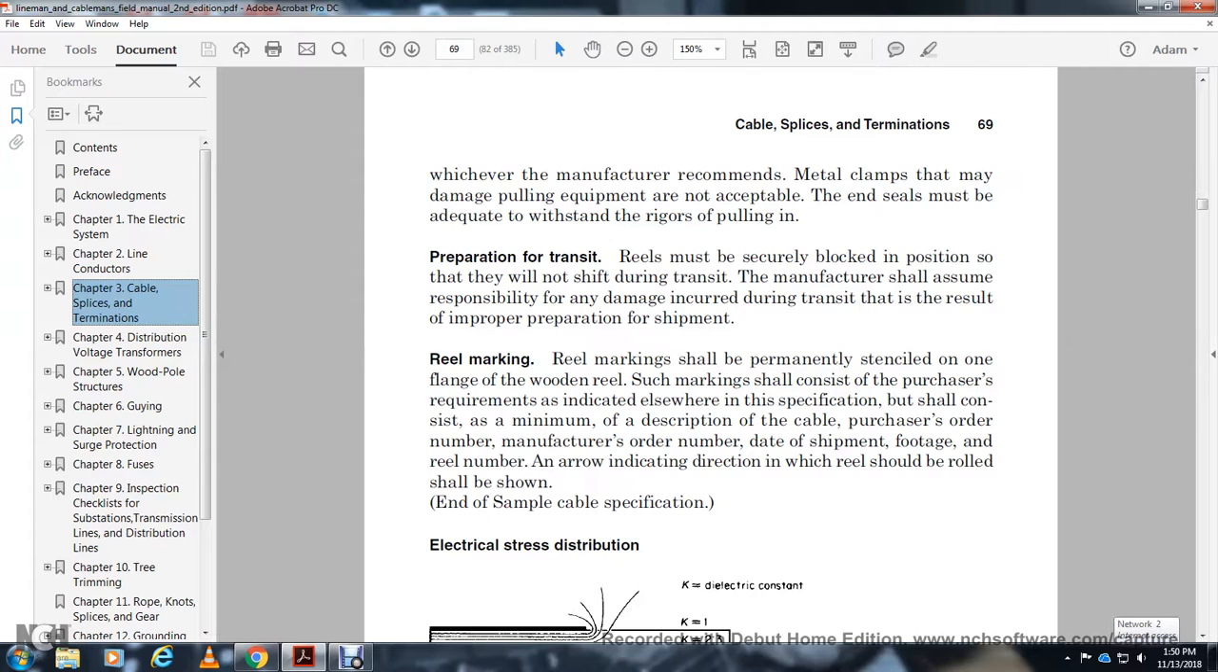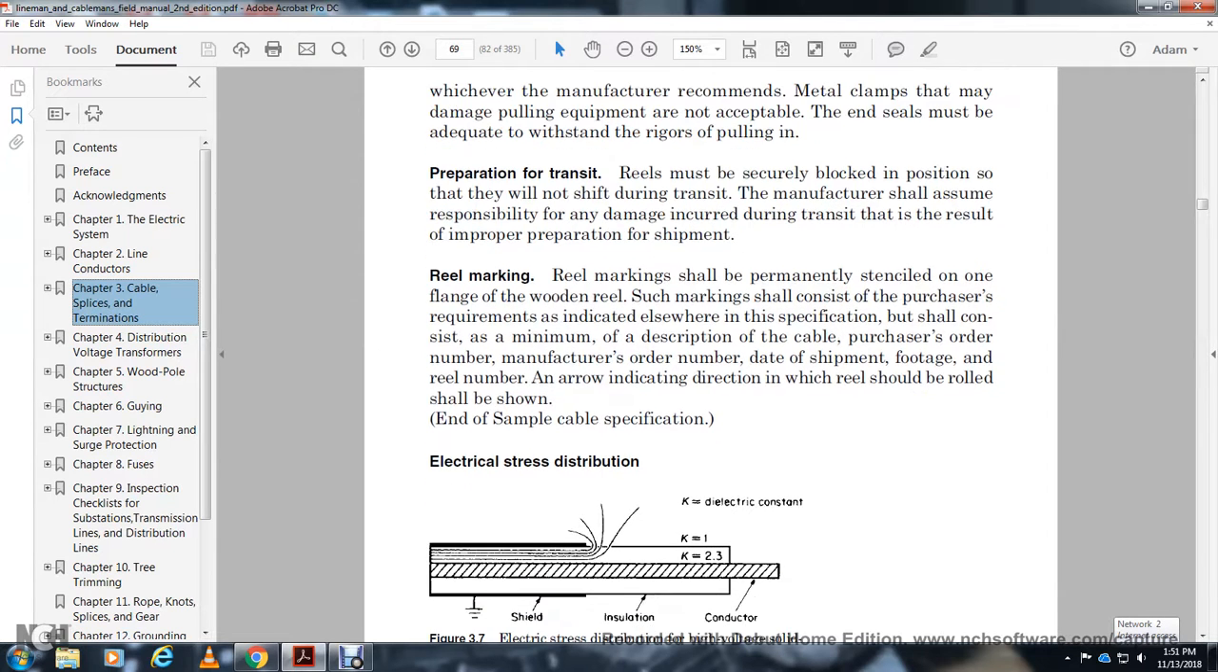Reel marking. Reel marking shall be permanent, stenciled on one plane of the wooden reel, and shall contain the purchase requirements indicated elsewhere in the specification, but at minimum the description of the cable, the purchaser order number, the manufacturer's order number, the date of shipping, the footage of the reel, and the reel number. An arrow indicating the direction the reel should be rolled shall be shown at the end of the sample specification.